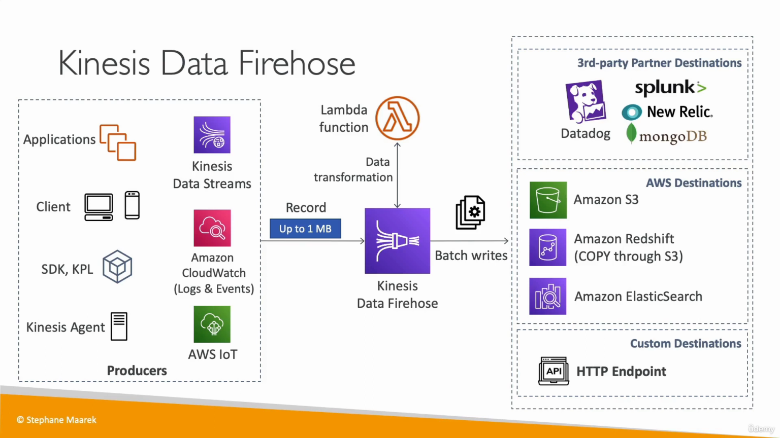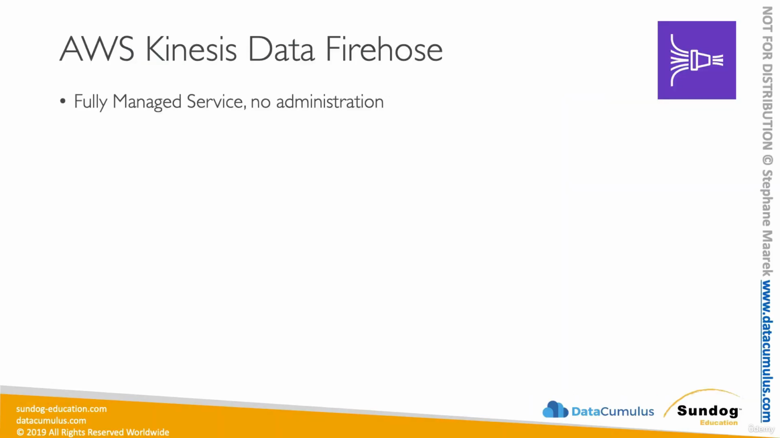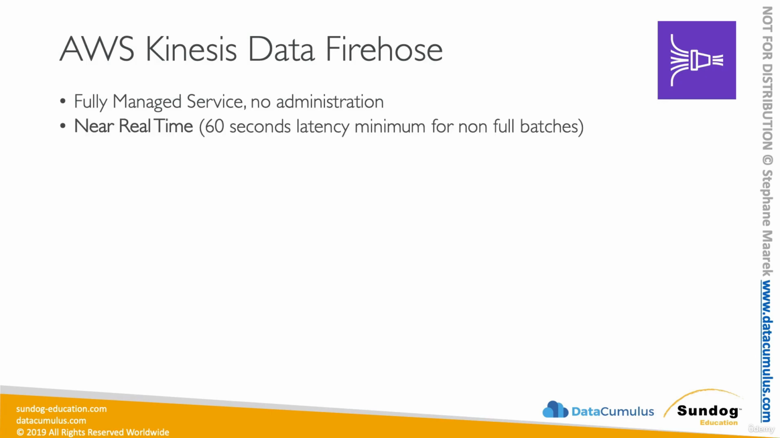And finally, if you have failure for processing or you want to archive all data going to Firehose, it is very much possible to send all or just the failed data into a backup S3 bucket from Kinesis Data Firehose. Kinesis Data Firehose is a fully managed service, does not require any administration, and it's near real-time. So you have to remember this.